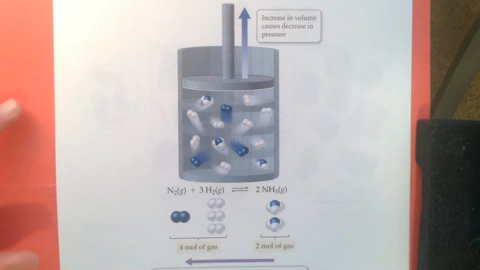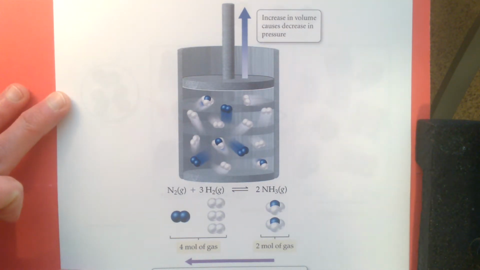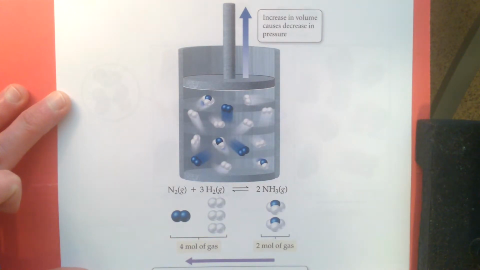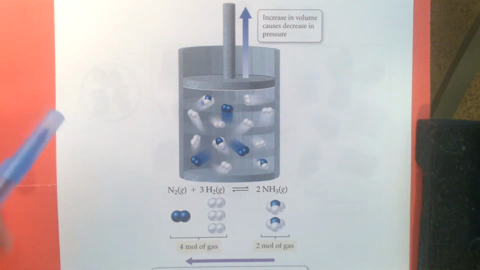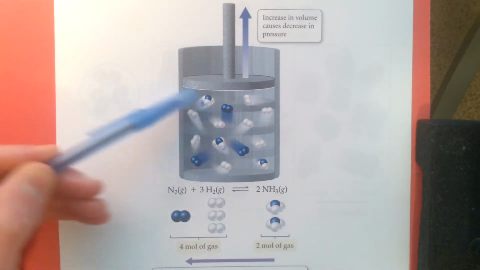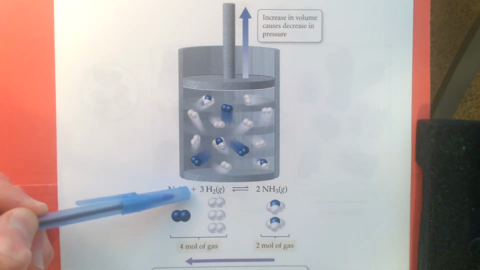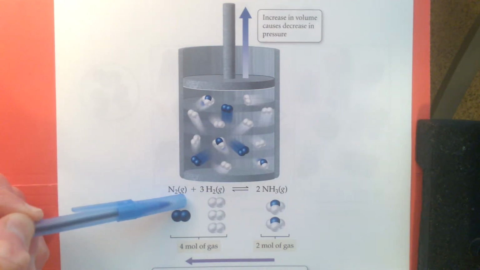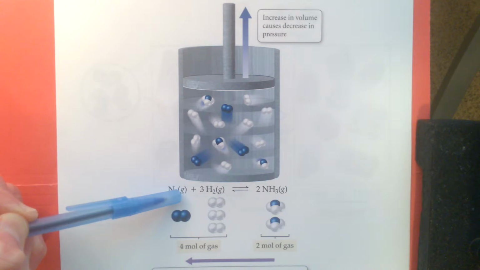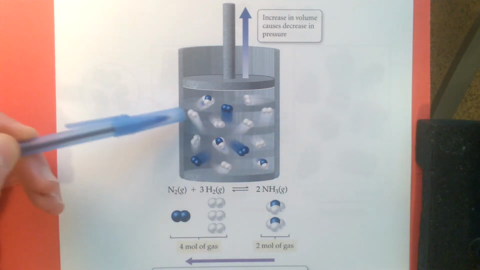So now what does the system do to counteract that decrease in pressure? It can shift to the side with more moles of gas, because with greater volume there is more space. Let's go to the side with more gas molecules, because we have a larger volume and lower pressure.